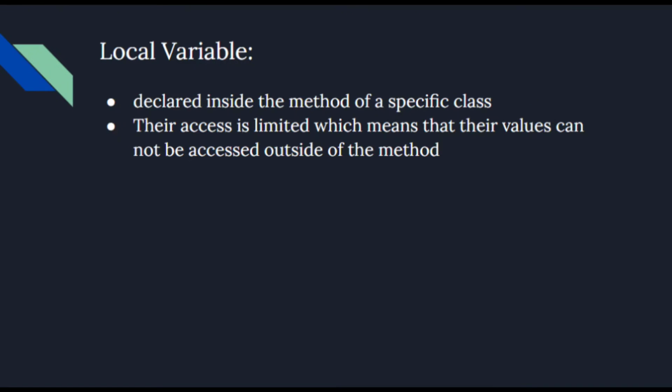The last kind of variable is the local variable. These variables are declared inside the method of a specific class. Their access is limited, which means that their values cannot be accessed outside of the method. If I have declared the instance variable with the same name as the local variable, it is important to notice the scope of local variables, otherwise, the method would have thrown a compilation error as you cannot change and access local variables outside the method.